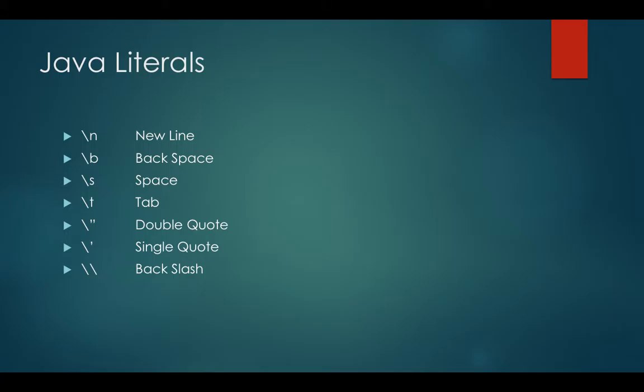So let's talk about some Java literals. These are some sequences that you can type in. For example, you have \n. So if you type this in a print statement, in the quotation marks, it's going to do a new line. It won't actually print the \n. It's going to print a new line instead. Same with the \b, which will be a backspace. \s is a space. \t is a tab. Then you can do double quote, single quote, and \\.